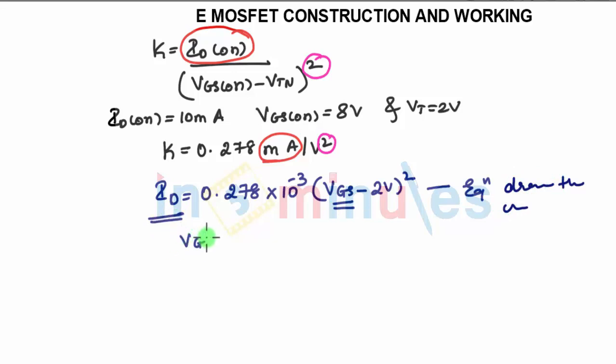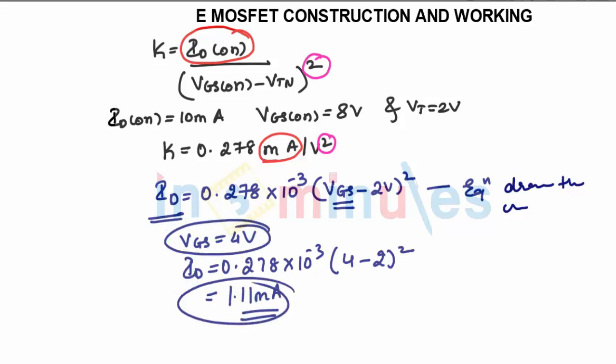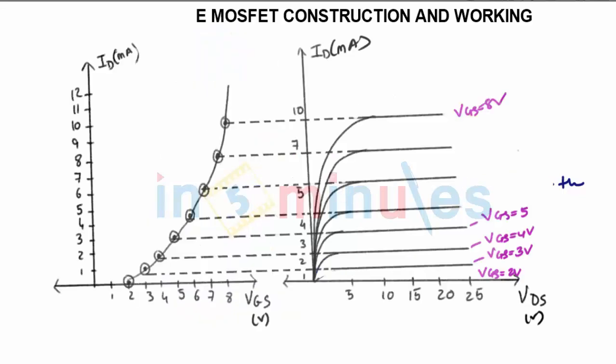For example, if VGS is 4 volts, I can find ID as 0.278 into 10 raised to minus 3 into (4 minus 2) the whole square. This will give me the value of ID as 1.1 milliampere. So for VGS of 4 volts, I am getting ID as 1.1 milliampere. If you are drawing the characteristics, it will give me 1.1 milliampere current. So this is how we can draw the characteristics for MOSFET.